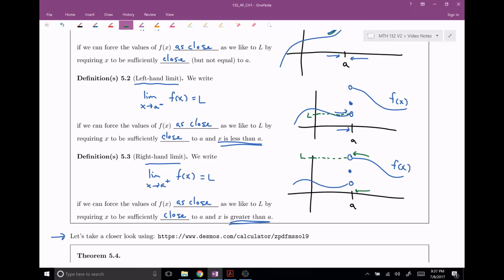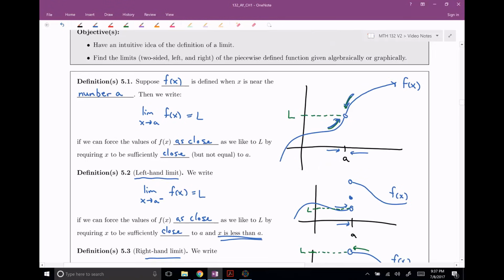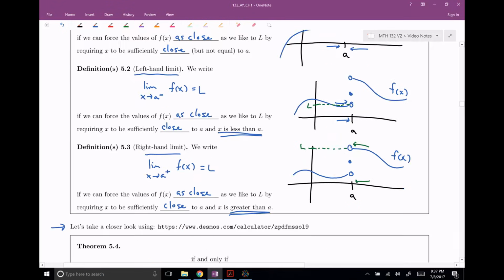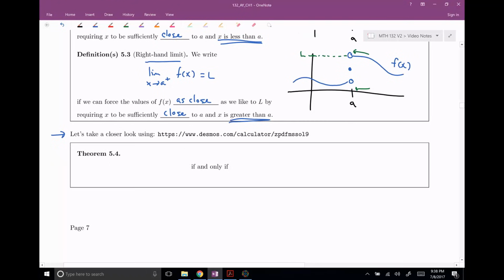And so if you were to come back here and ask, okay, what is the two-sided limit, what is just the regular old limit right here? The claim is, well, you have to write down two different numbers. And so when you have to do something like this, the claim is that it does not exist. So that's what this theorem here is about.